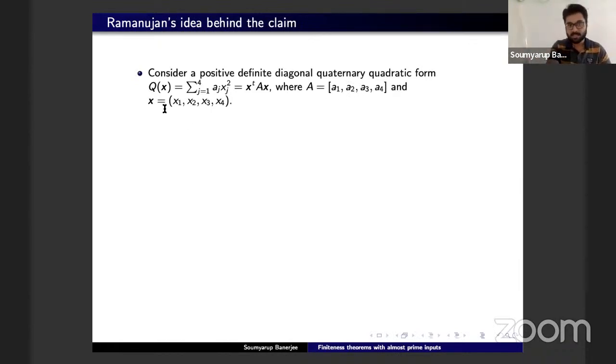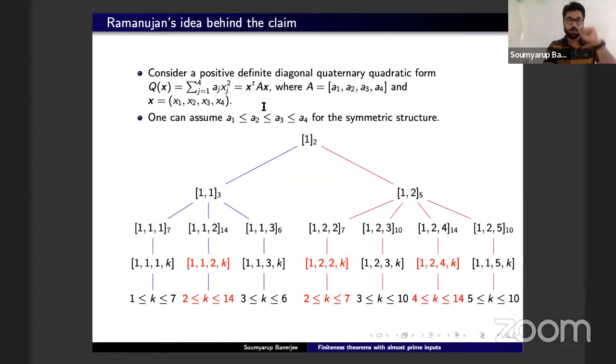And x is, sorry, there should be a transpose here. So x is (x1, x2, x3, x4) transpose. Now, for symmetry, one can assume that a1 is less than or equal to a2, less than or equal to a3, and less than or equal to a4. Because, suppose you have 2x1 square plus x2 square, it will be the same as x1 square plus 2x2 square. So that's why you can always consider this kind of condition.